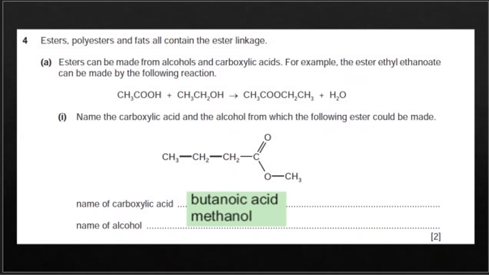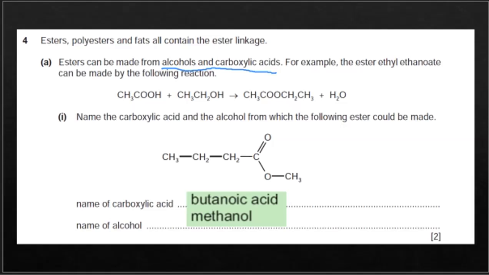Next question. Esters, polyesters, and fats all contain the ester linkage. Now, just to remind you of the ester linkage, C double bond O, O. When we see this, we know that an ester is present. So esters can be made from alcohols and carboxylic acids. When alcohols and acids react, it gives us an ester and water.